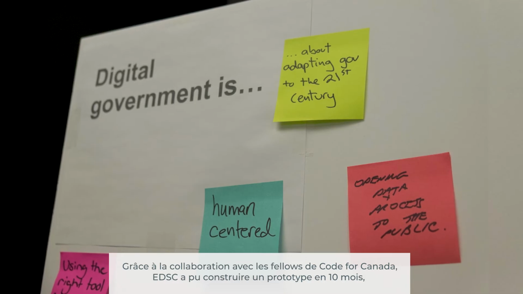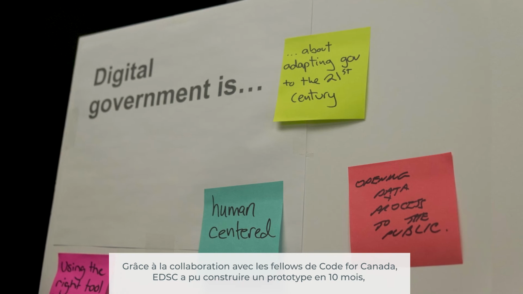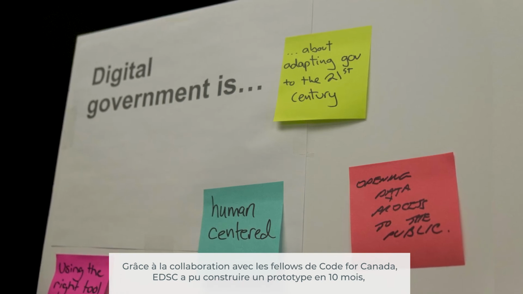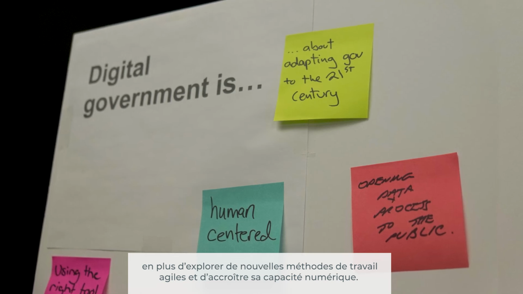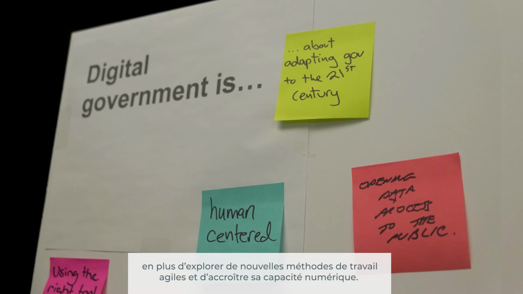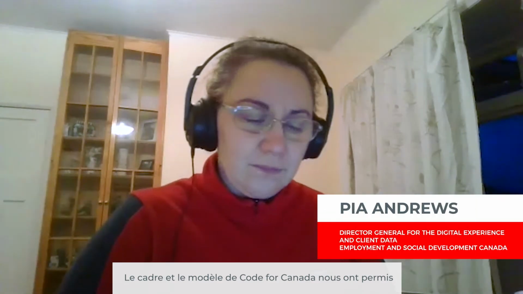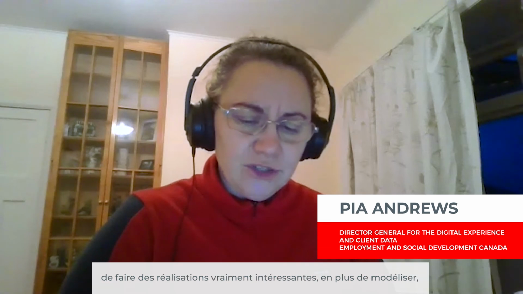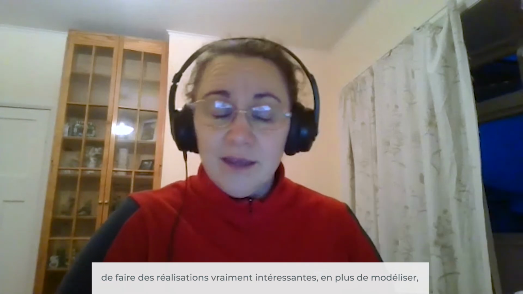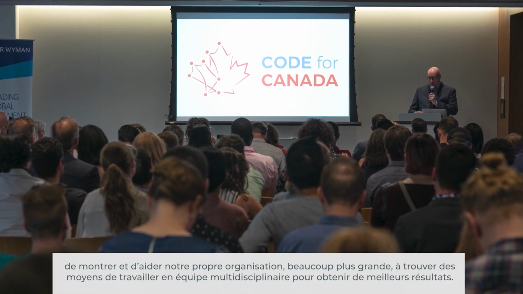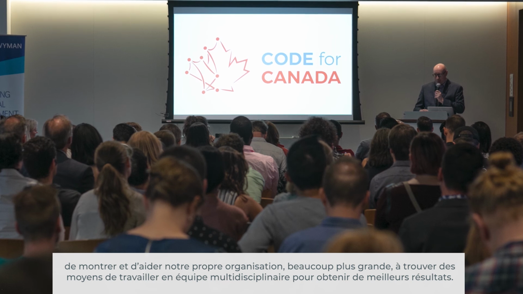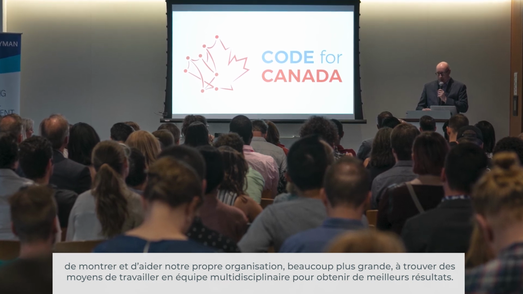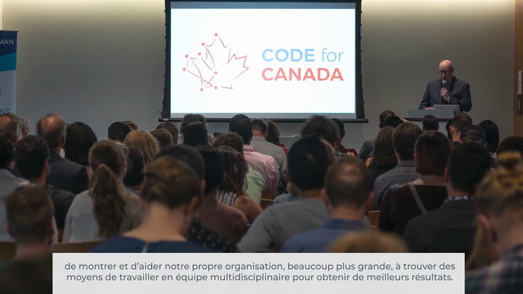Working with the Code for Canada Fellows allowed ESDC not only to build a prototype in 10 months, it also gave them the opportunity to explore new, agile ways of working and increase their digital capacity. The Code for Canada framework and model gave us both a means to getting some really exciting things done, but also a means of modeling, showing, and helping our own much larger organization be able to see how you can work in a multidisciplinary team for better outcomes.